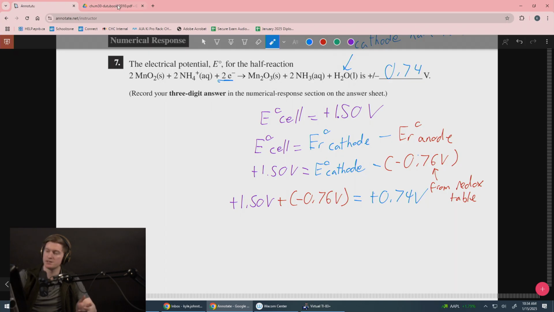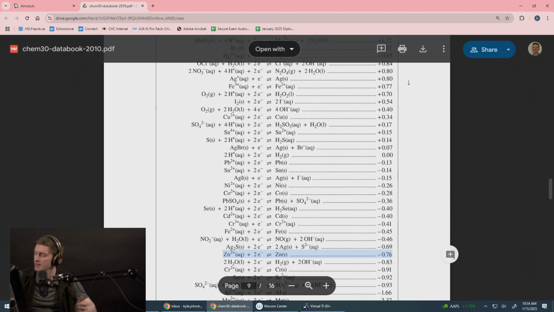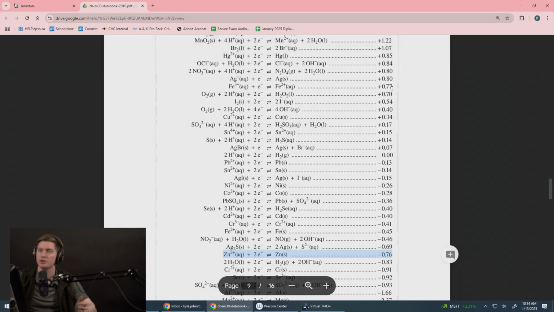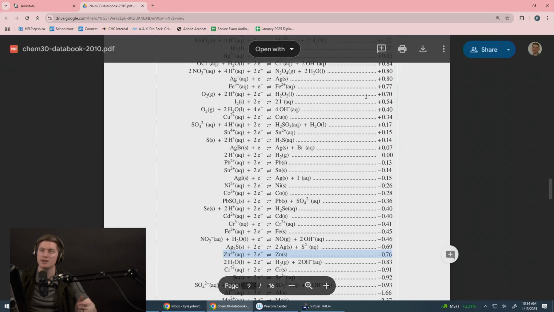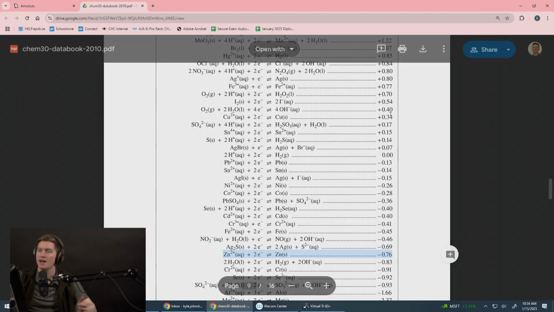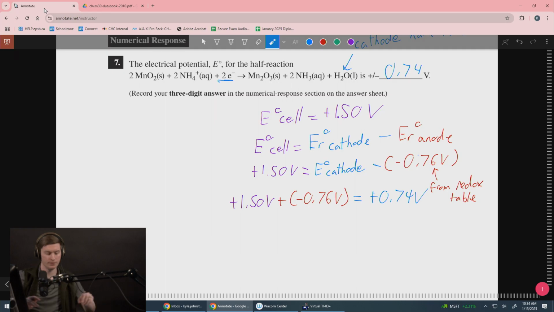Which makes sense. Really, when you're looking at this table, you're looking at the difference between where your cathode is and your anode, and the space between those two is the cell potential. So from negative 0.76 all the way up to positive 0.74, we can see clearly that we're going to have our oxidizing agent above our reducing agent, which is zinc, and that the gap between those would be positive 1.50 volts. Next question.